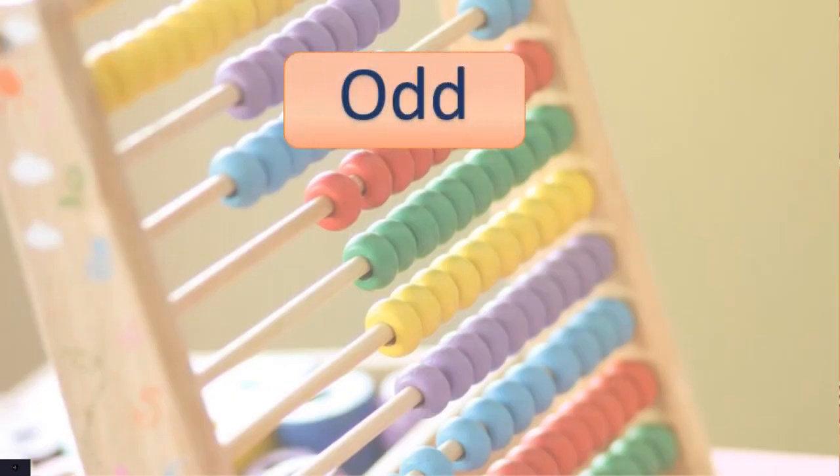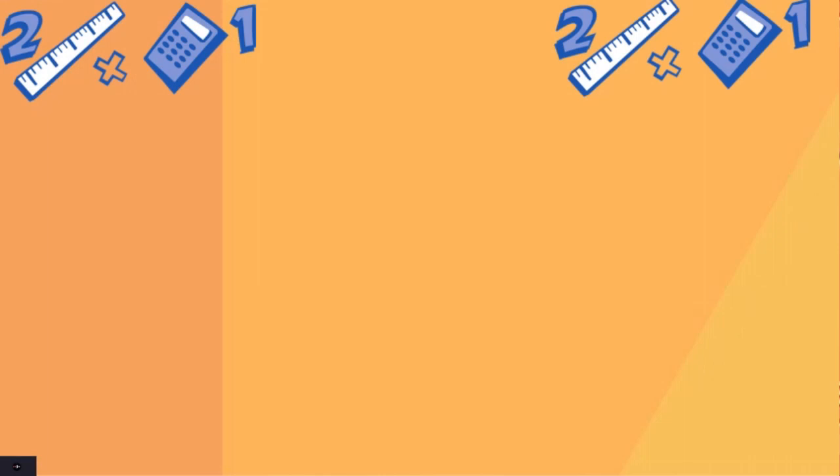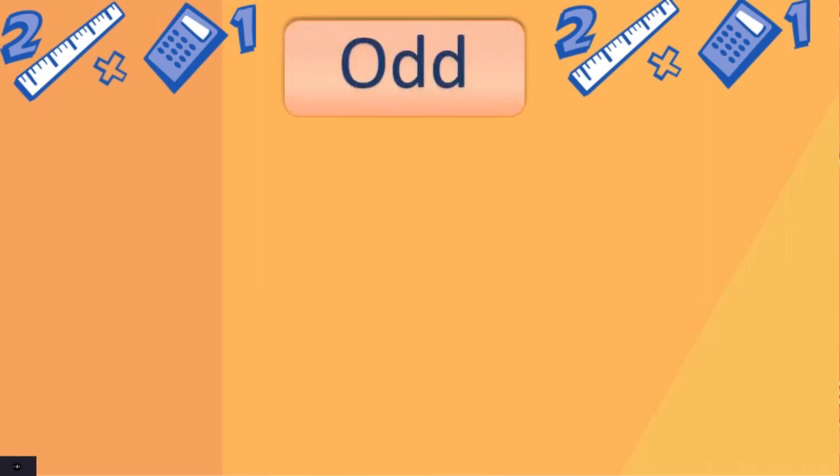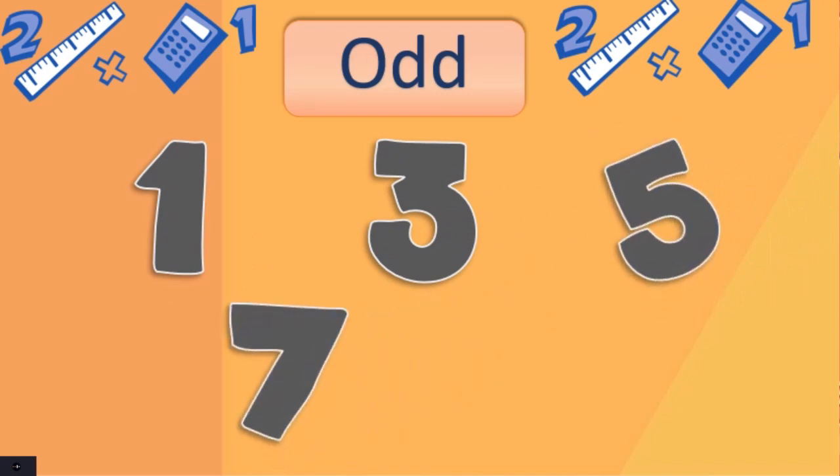Odd numbers are numbers that have a remainder of 1 when counting on in twos. These are the examples of odd numbers. Numbers that end with these numbers are called odd numbers: 1, 3, 5, 7, and 9.